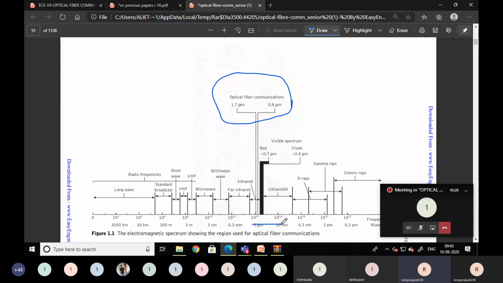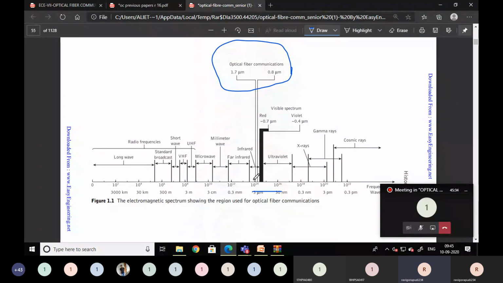This is the frequency range, and this is the wavelength range. Like that, you may write any answer from either a senior or Kaiser textbook. Okay. Please be clear, all of you.